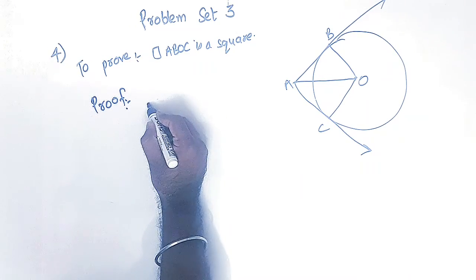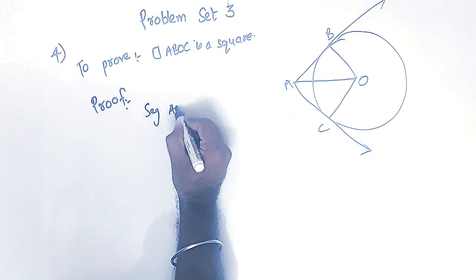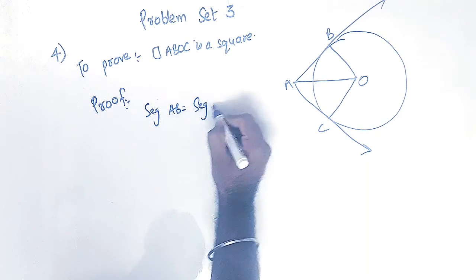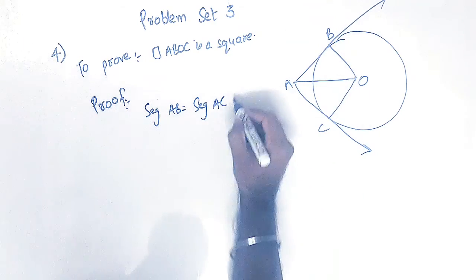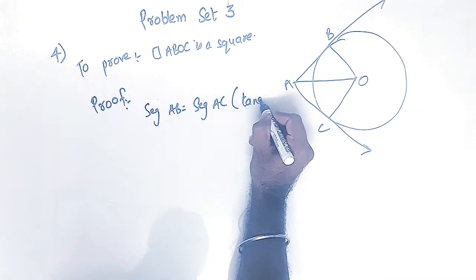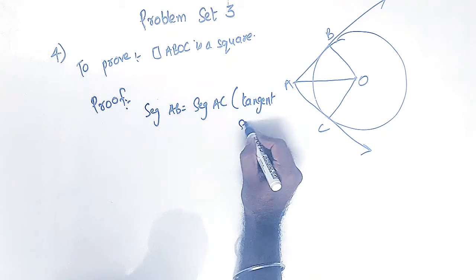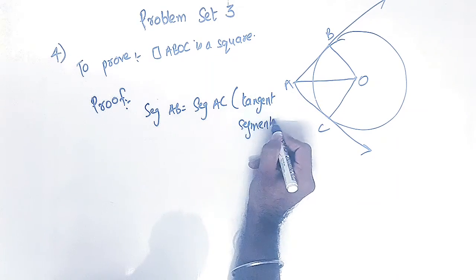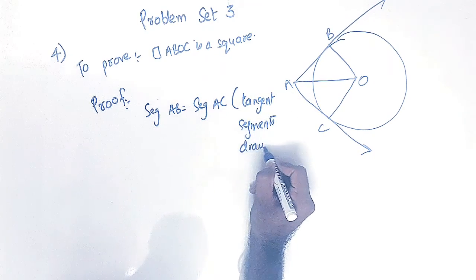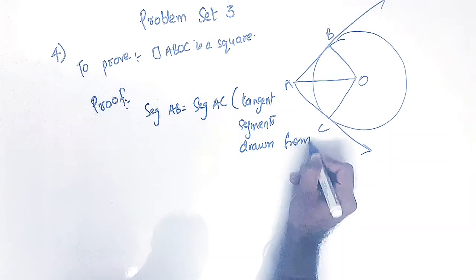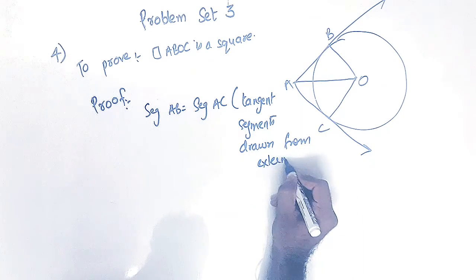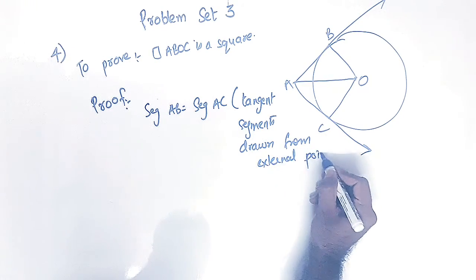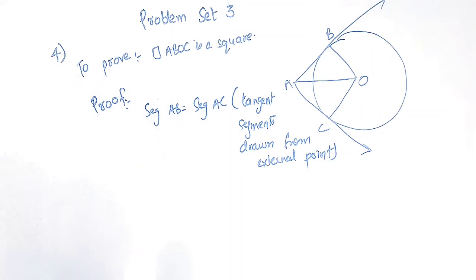You can see, I can write segment AB is equal to segment AC. Why are they equal? Because they are tangent segments drawn from an external point.